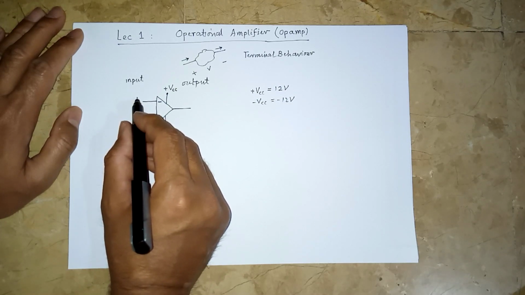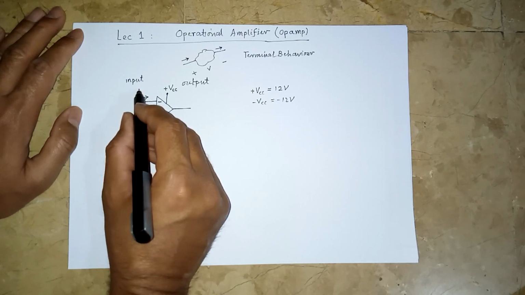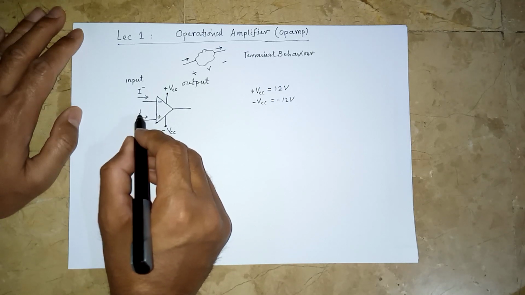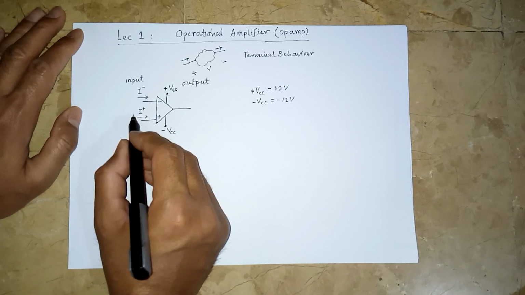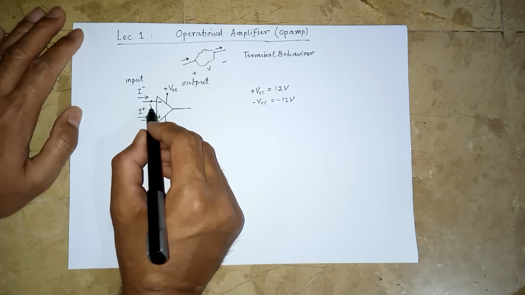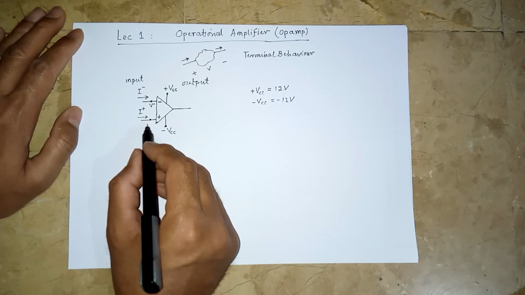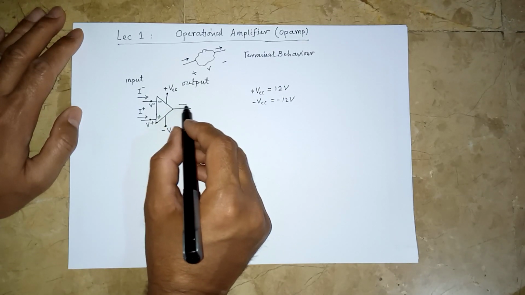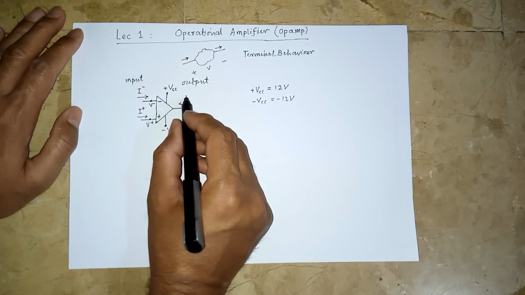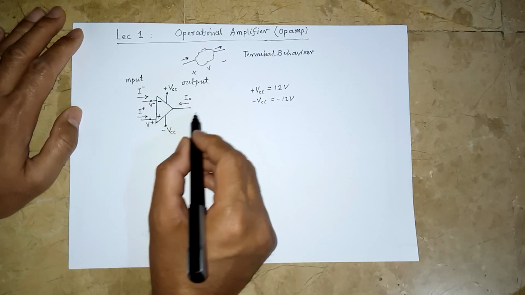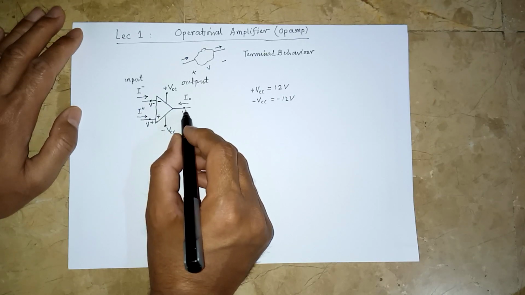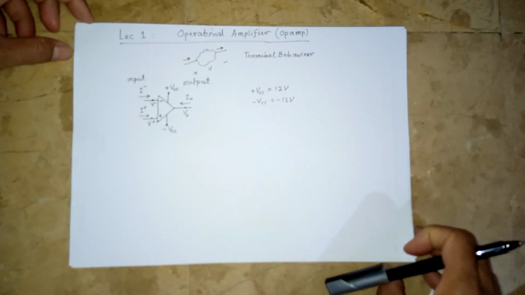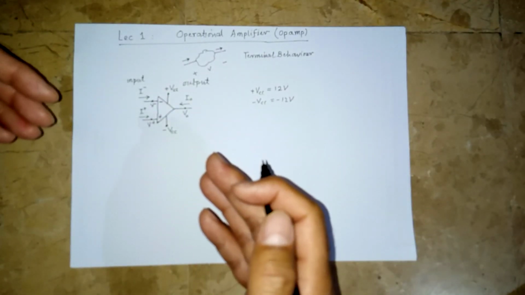The current into this input terminal, let us label it as I minus, and the current into this, let us label it as I plus, and the voltage here, let us label it as V minus, and the voltage here, let us label it as V plus. The current entering or leaving the output can be labeled as IO, the output current, and let us say this voltage is VO.